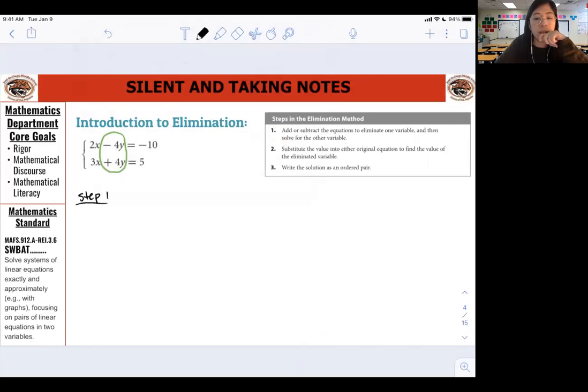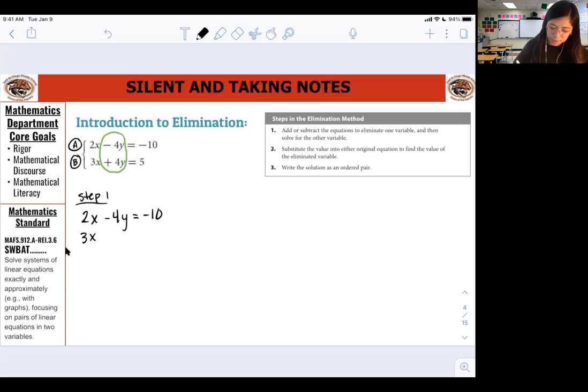Awesome. So essentially, we are going to add these 2 equations together. And let me show you what that means. So first, I'm going to write my equation A and my equation B, just kind of copy them down. So I have 2x minus 4y equals negative 10. And then I have 3x plus 4y equals 5.